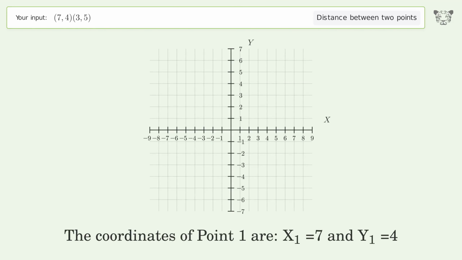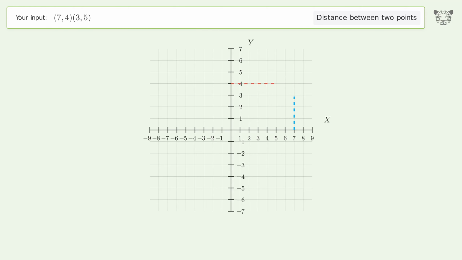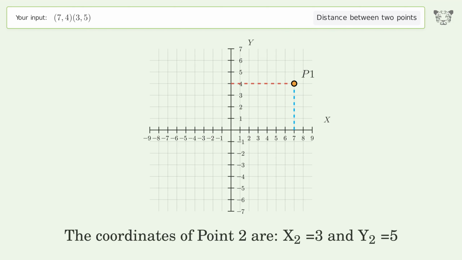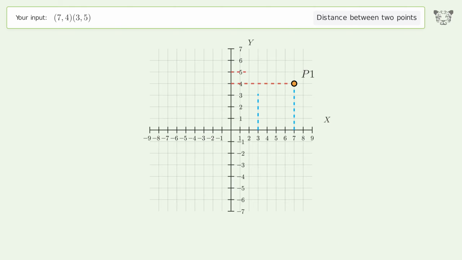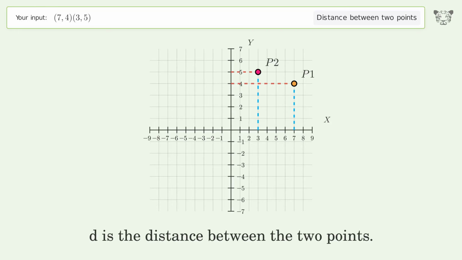The coordinates of point 1 are x1 equals 7 and y1 equals 4. The coordinates of point 2 are x2 equals 3 and y2 equals 5. D is the distance between the 2 points.